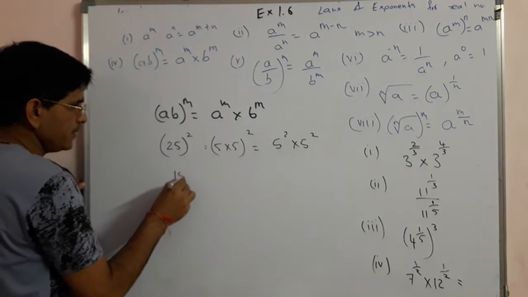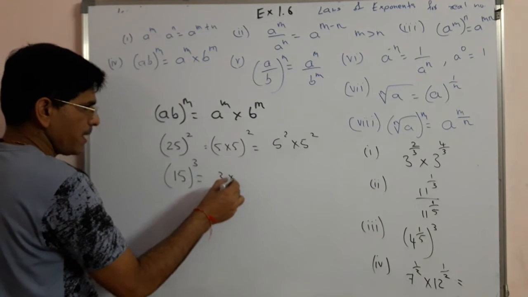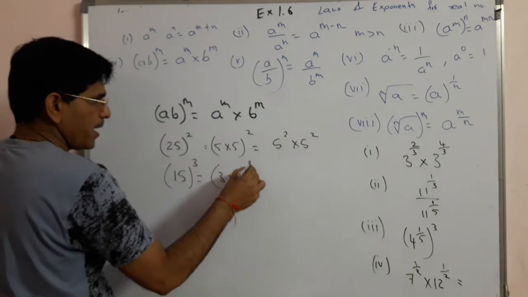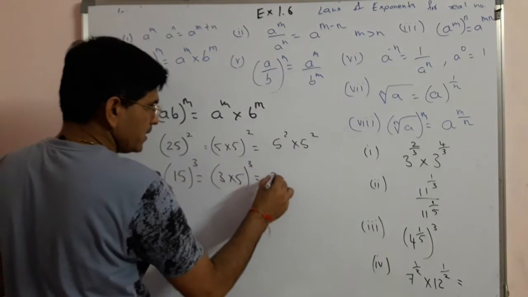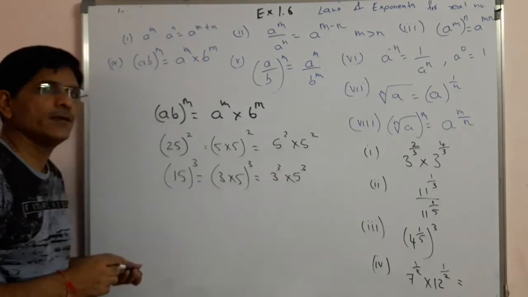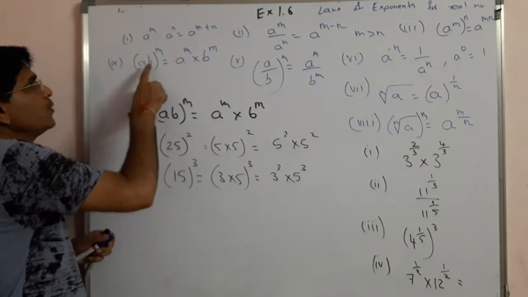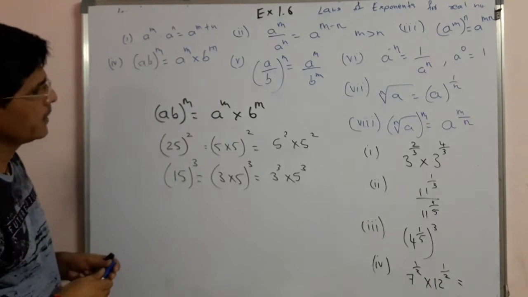If I write 15 and here power 3, then (3 into 5) to the power 3. If you open this, 3 to the power 3 and 5 to the power 3. So what is the rule? Again (A into B) to the power m. We open it, then A to the power m, B to the power m.